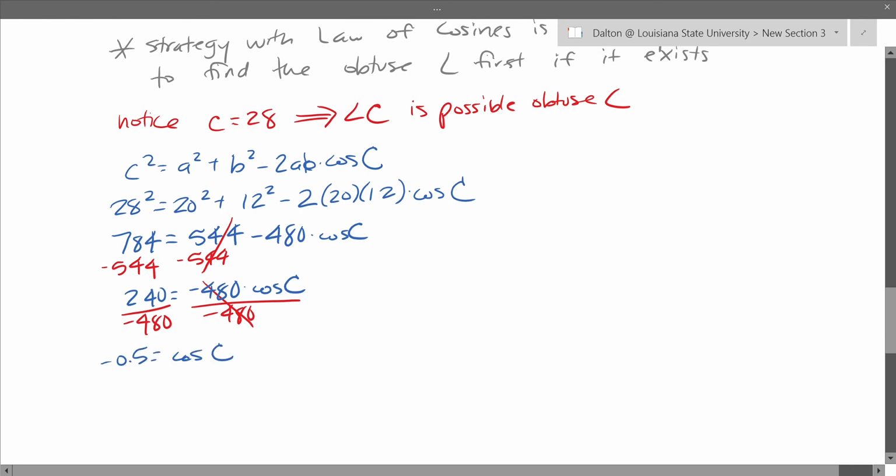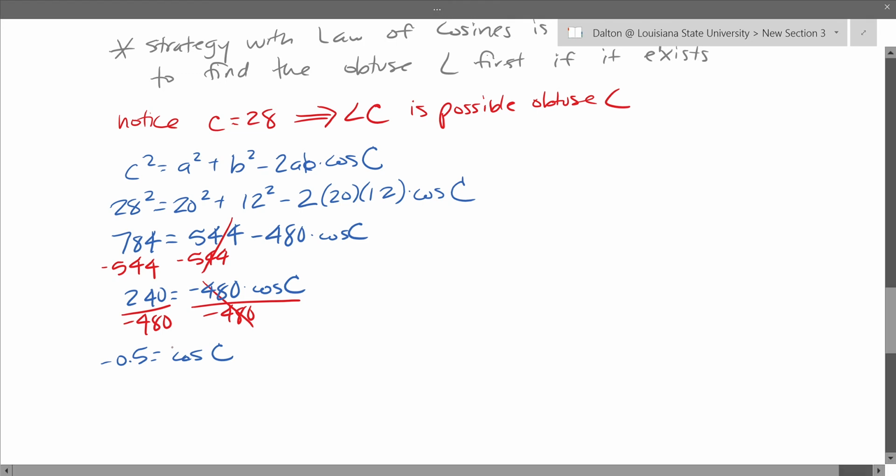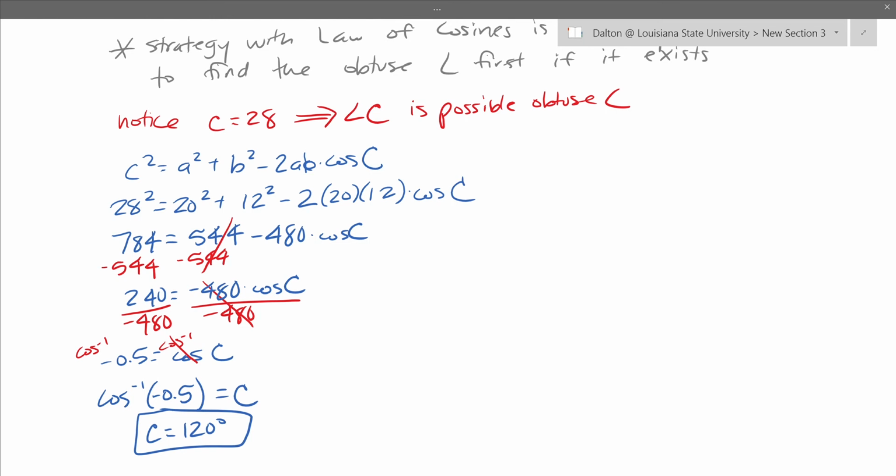So again, to isolate C, right now it is stuck inside of cosine. To get it out, I'm going to take the inverse cosine of both sides. So that's going to leave us with the cosine inverse of negative 0.5 is equal to C. And when you type that in your calculator, you're going to get that C is equal to 120 degrees even. So that's nice.